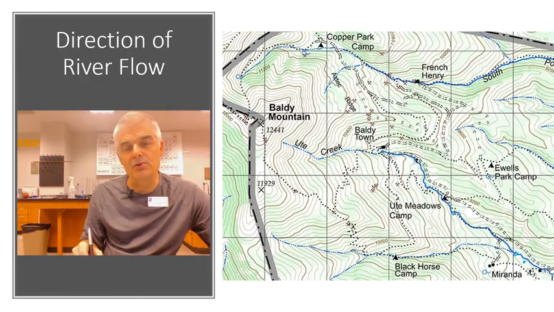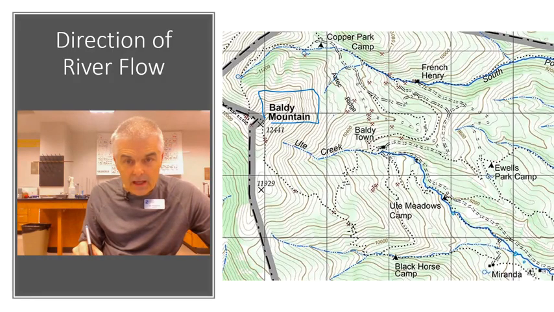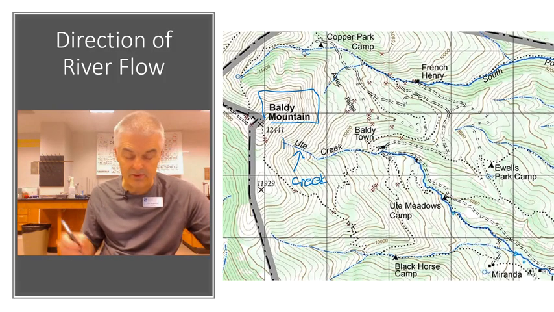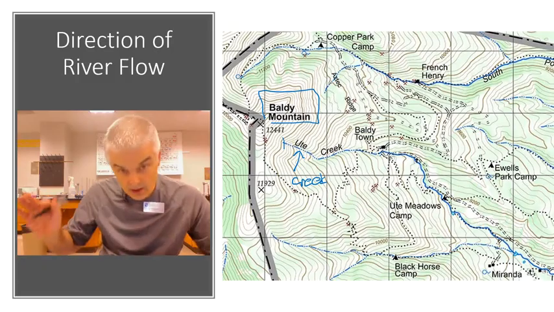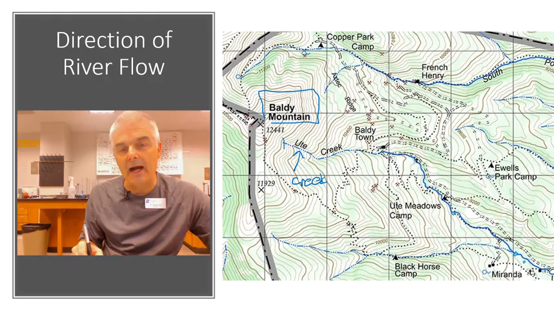So let's talk about how you can determine the direction of the flow of a river. Here we are at Baldy Mountain and Ute Creek. This is a very mountainous region, and we can see the blue line, and you probably realize the blue line is a creek. This is water. But the question is, is the river flowing as pictured here from the left to the right, or from the right to the left? Now, one thing we know is that water flows downhill.